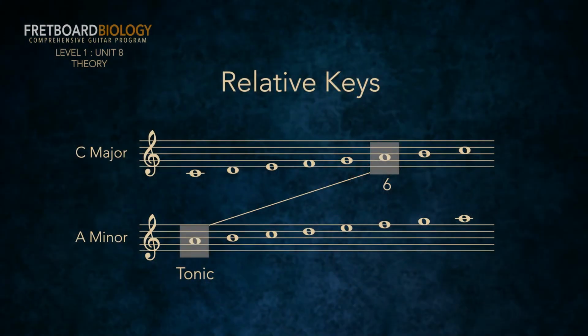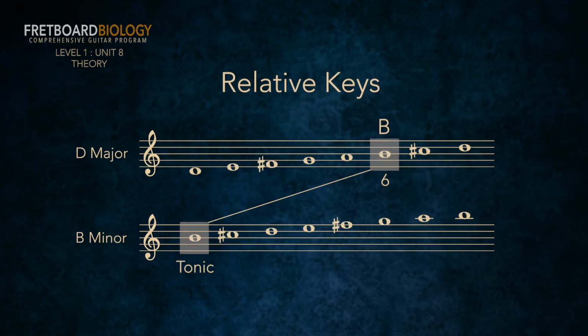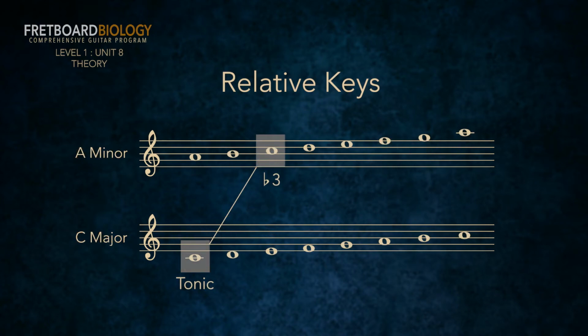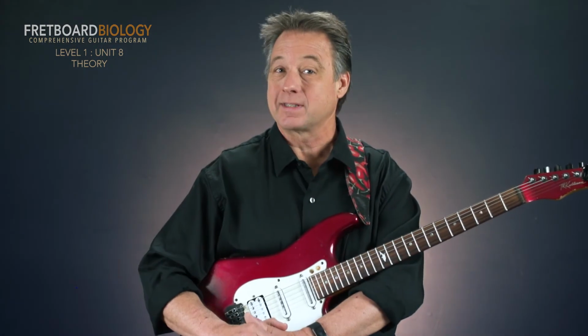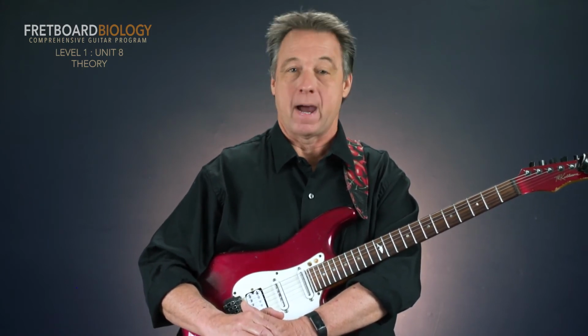And check this out. Note that in both cases shown above, the tonic of the relative minor is the sixth scale degree of the relative major, right? A is the sixth scale degree of C, and B is the sixth scale degree of D. Now examine the reverse of that. See that a minor key's relative major is the flat third scale degree. A minor's flat third scale degree is C, therefore C major. B minor's flat third scale degree is D, therefore D major. Now, this is consistent with all relative keys. This provides a really quick way to understand minor key signatures.